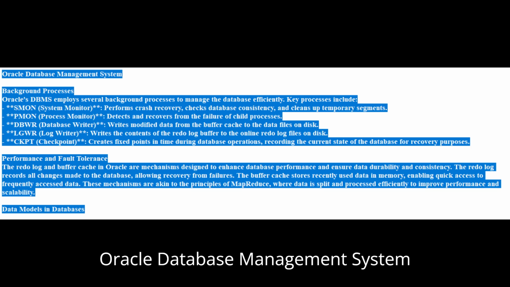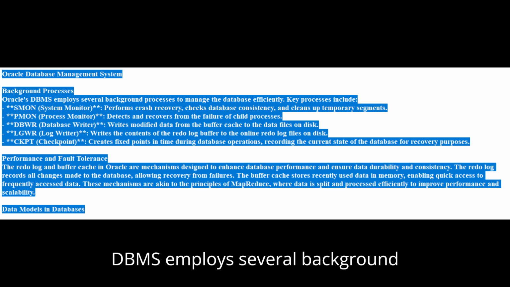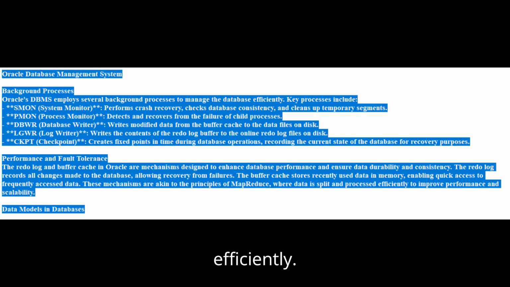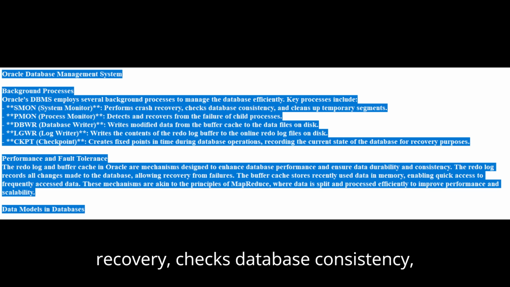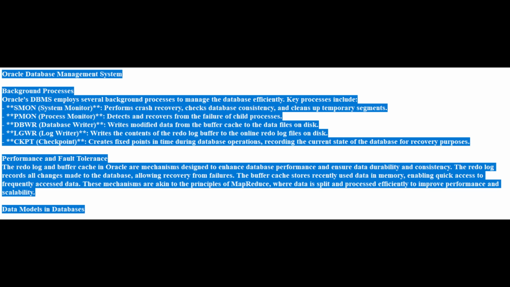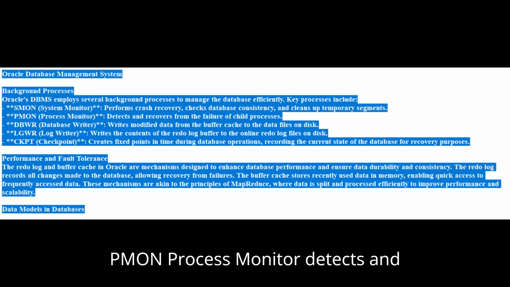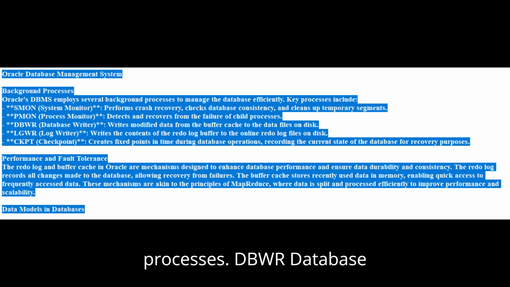Oracle Database Management System. Background processes. Oracle's DBMS employs several background processes to manage the database efficiently. Key processes include SMON, System Monitor, which performs crash recovery, checks database consistency, and cleans up temporary segments. PMON, Process Monitor, detects and recovers from the failure of child processes.